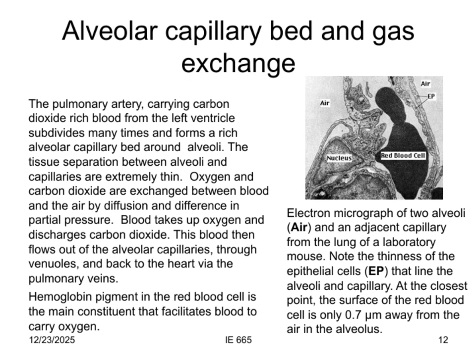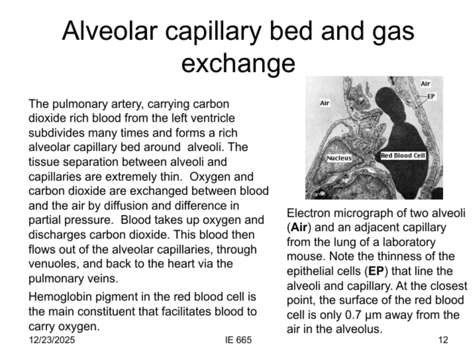This process depends on the partial pressure differences of these gases. Oxygen diffuses from the alveolar air into the blood, while carbon dioxide diffuses in the opposite direction, from blood into the alveolar air to be exhaled. Once in the blood, oxygen binds to hemoglobin. This pigment in red blood cells is the main factor that allows blood to carry oxygen efficiently.